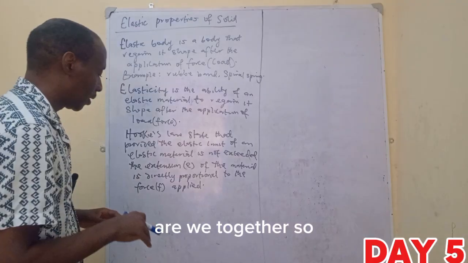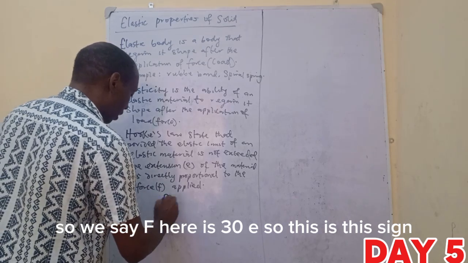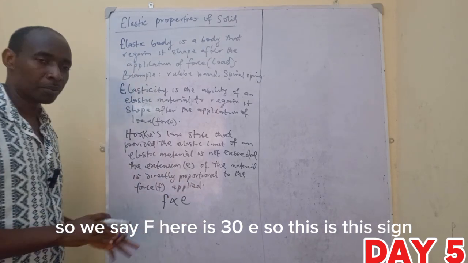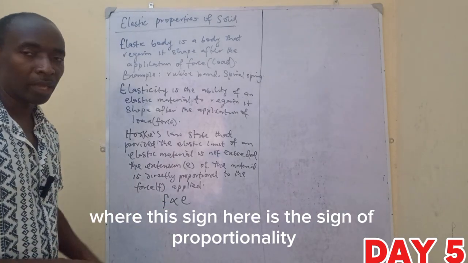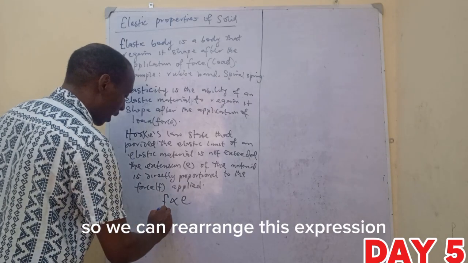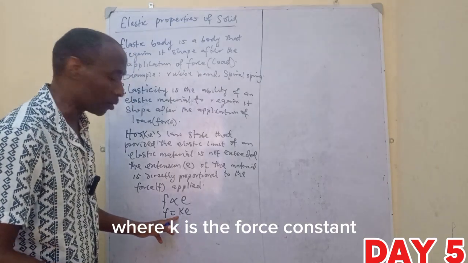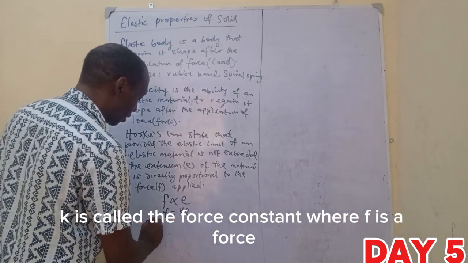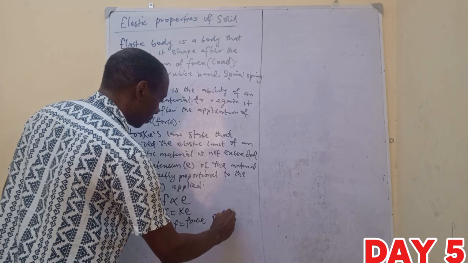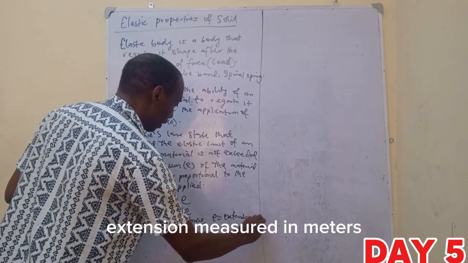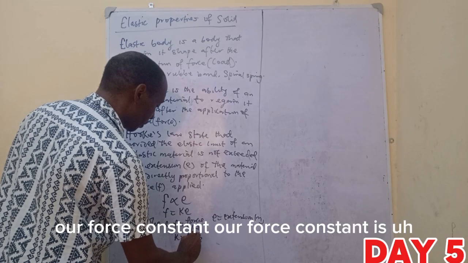Are we together? So let's see how we can put this law in a mathematical form. We say F is proportional to E, where F is the force or load, E is the extension, and this sign is the sign of proportionality. We can rearrange this expression: F is equal to KE, where K is the force constant. F is the force measured in Newton, E is the extension measured in meters.